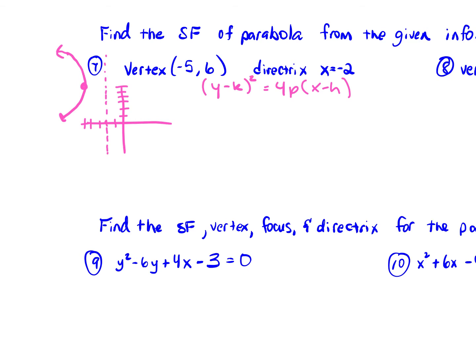It gives us our vertex, so that's our h comma k. And then the only other thing we need is our p. So remember, how can we determine where our focus is? It's going to be somewhere over here, but how do we know what our distance from the vertex to the focus is? How do we find p?